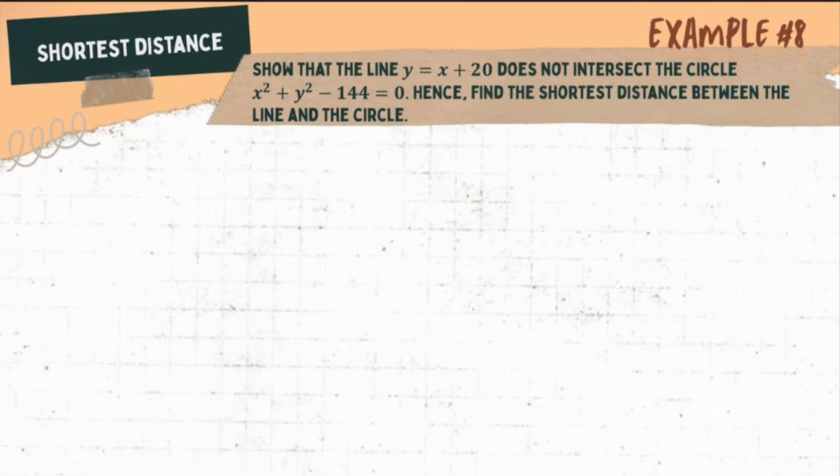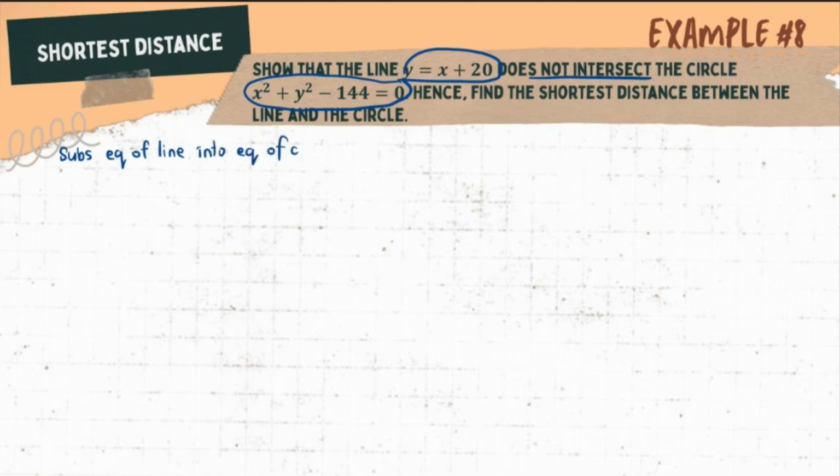So untuk soalan ini, show that the line y equals to x plus 20 does not intersect this circle. Okay, so untuk showkan the first part, I am going to substitute equation of line into equation of circle. Okay, kenapa saya substitute? Supaya kita akan dapat equation dalam one variable sahaja, x sahaja ataupun y sahaja. In this case, kita akan dapat x sahajalah.